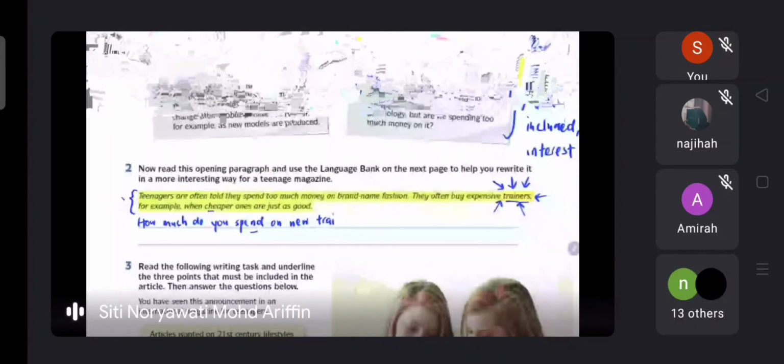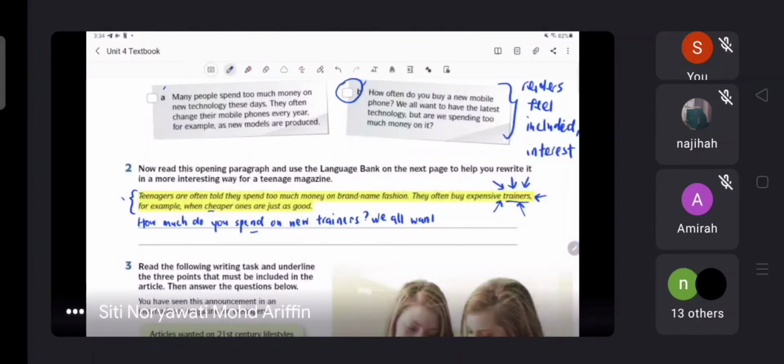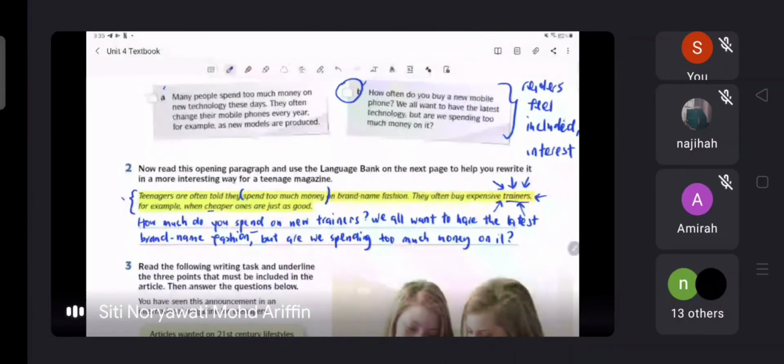Okay, so we all want to have the latest brand name fashion. Okay, brand name fashion ni maksudnya branded lah. Okay, branded items lah. Okay, so brand name fashion, but kata but itu kan nak cerita pasal spend too much money kan. Okay, but are we spending too much money on it? Okay, so ni contohnya lah. Okay, nanti we'll do, there's a few examples later.